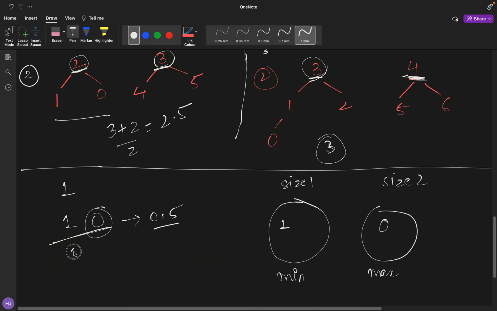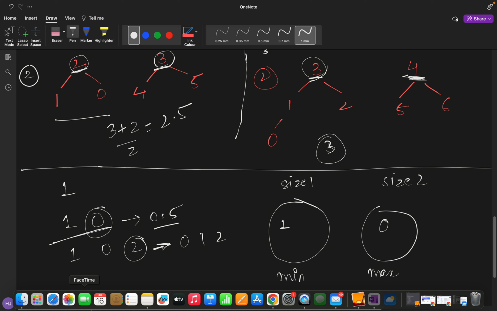Fair enough. So now let's insert one more element to the stream, that is 2, right? So let's make a decision where to insert this 2, either in min or in max. Both of their sizes are equal, and we know that we have to find a middle value. So what will I do? My sorted order would have been 0 1 2. Okay, so where could I actually insert?